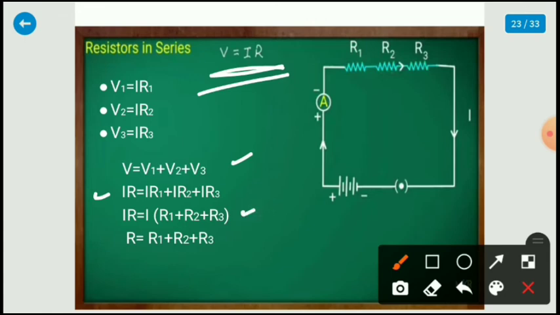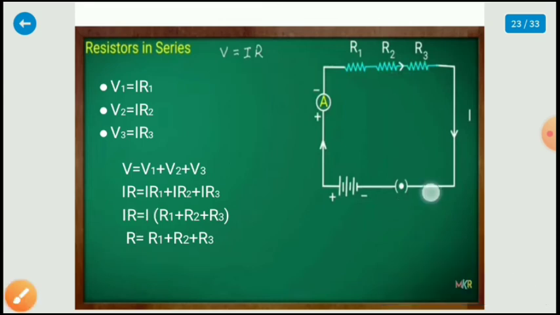Next, I gets cancelled here. Therefore R is equal to R1 plus R2 plus R3. So the total resistance in this circuit is R, that is R1 plus R2 plus R3. If there is a series combination, the total resistance is the summation of all the resistors we are using in the series pattern.